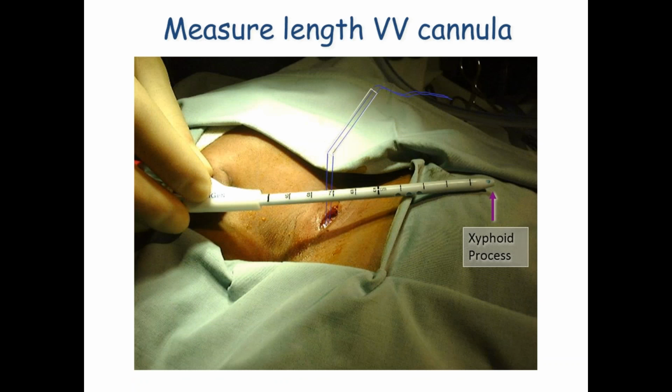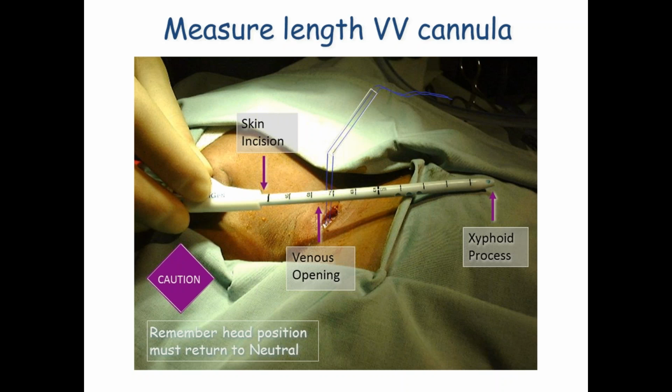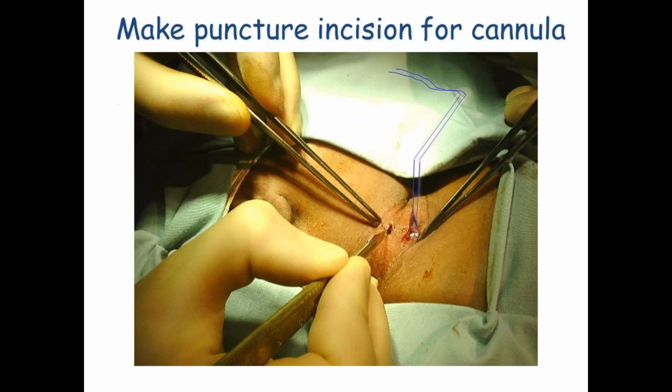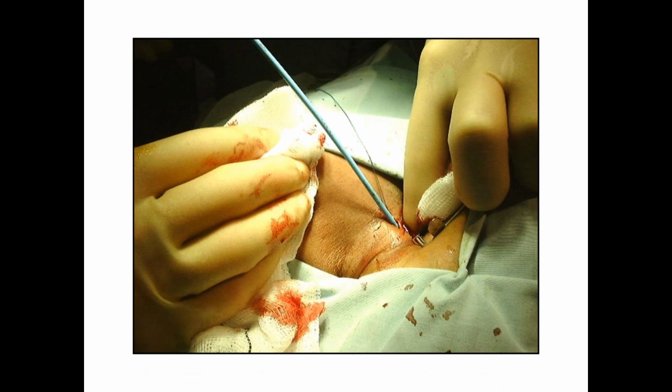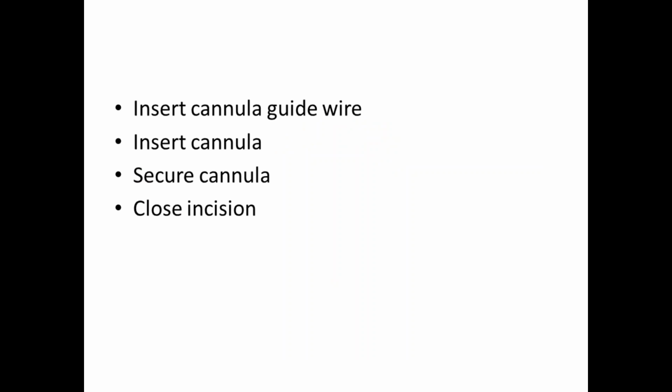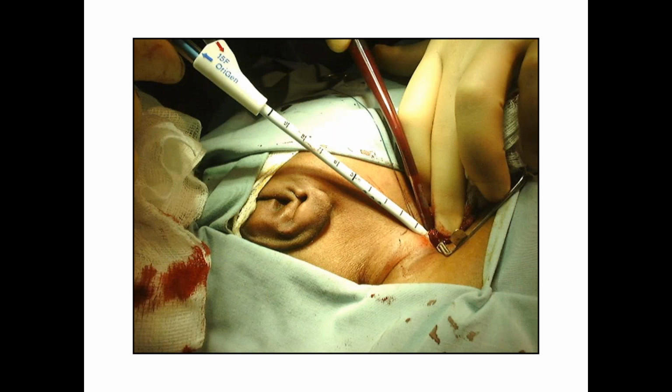Once you have located the vessels, you know how much you have to put inside. Just measure the length which you want to insert. You put the skin incision above that. You don't put the skin incision on the vessel puncture site, but above the puncture site. So the puncture is above that, put in the wire, dilate it, and then insert the cannulas.